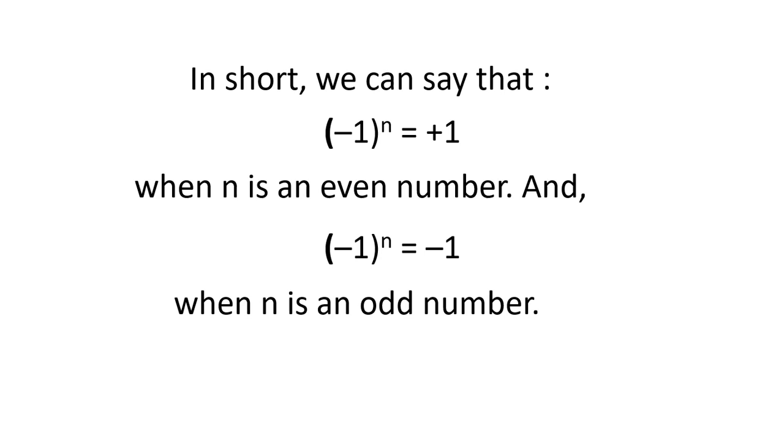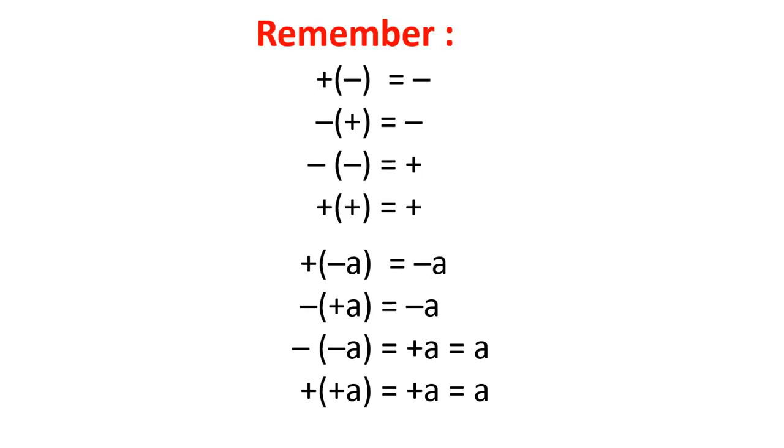In short, we can say that minus 1 raised to power n is equal to plus 1 when n is an even number, and minus 1 raised to power n is equal to minus 1 when n is an odd number. Remember, plus into minus is equal to minus, minus into plus is equal to minus, minus into minus is equal to plus, plus into plus is equal to plus. The bracket, when it is opened, means it is being multiplied. So plus bracket minus means plus into minus.